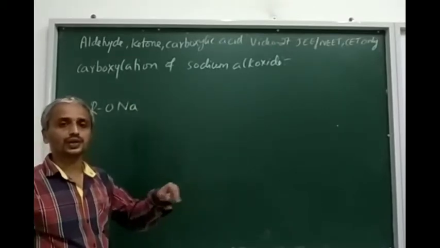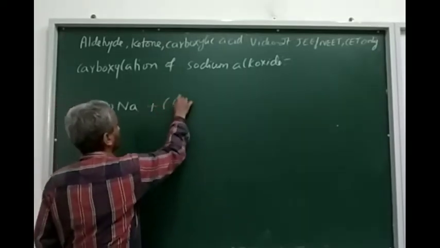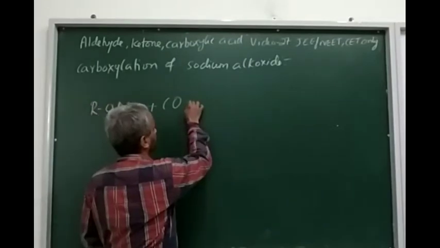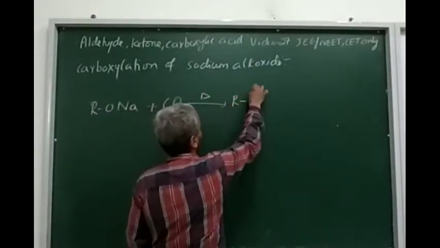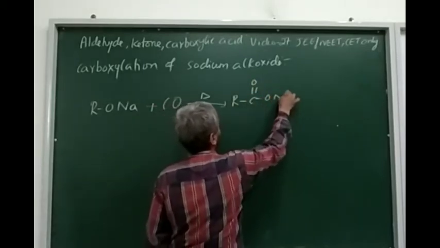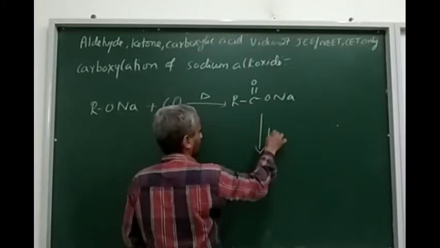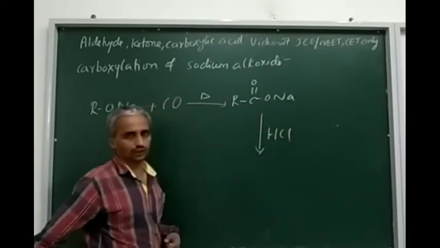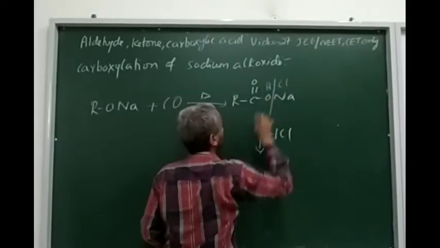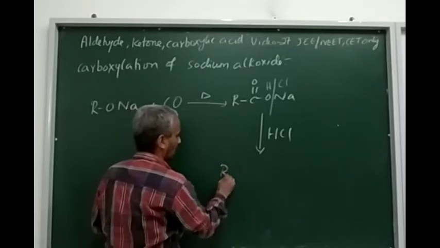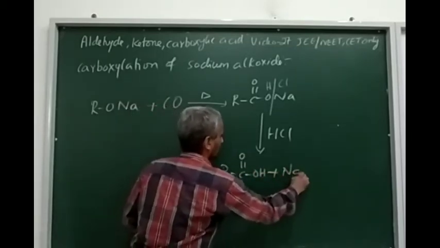Carboxylation means you introduce a CO group. Treat with carbon monoxide and heat it. What I am going to get is RCOONa. To this, you add HCl, which means go for the hydrolysis. I am going to get RCOOH along with NaCl.